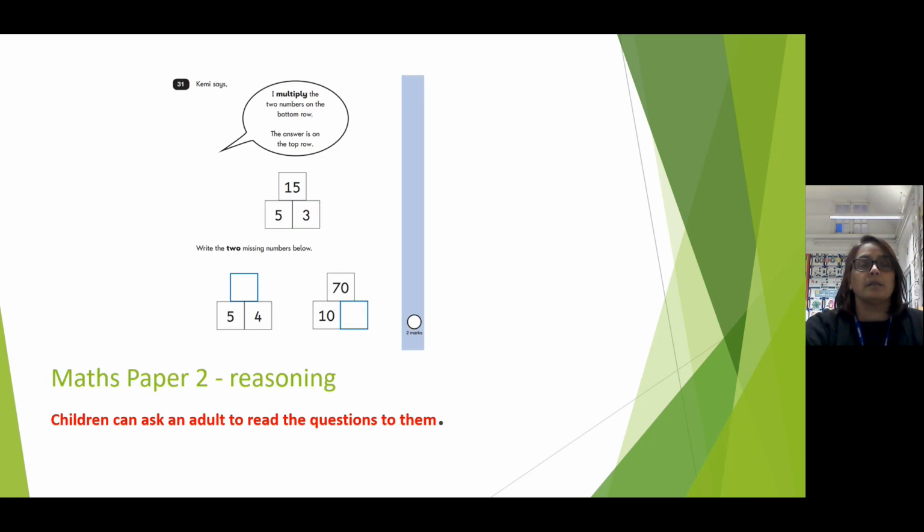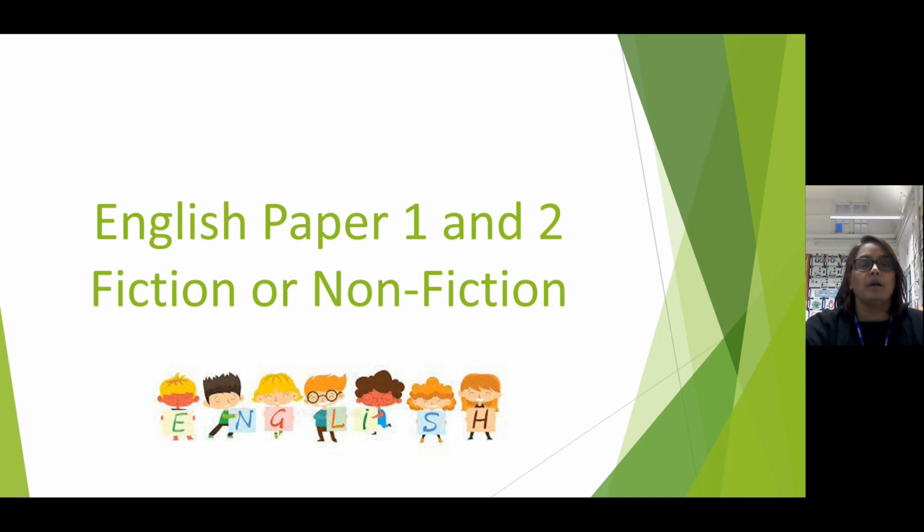This is an example of a paper 2 reasoning question. Children have to read and try and work out and calculate what the answers could be. Children can ask adults to read these questions to them, which will be quite useful.